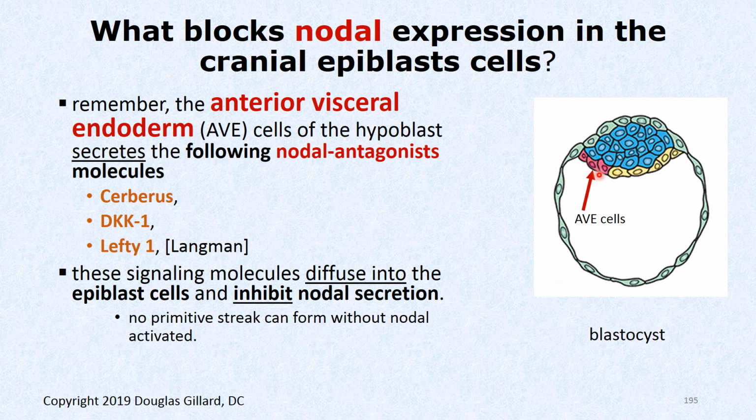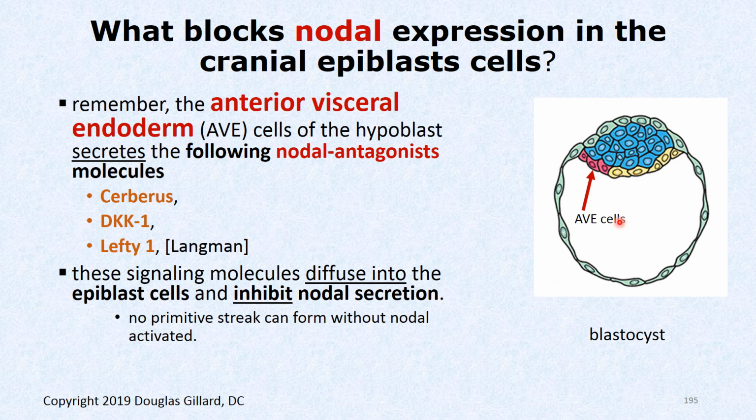So what actually blocks, this is a review from the last video, but it's important stuff. What actually blocks nodal expression in the cranial region? So which way's front and back? Which way's cranial? Which way's caudal in this? Well, we know that the AVE cells are always to the cranial. So this is cranial. This will be caudal here.